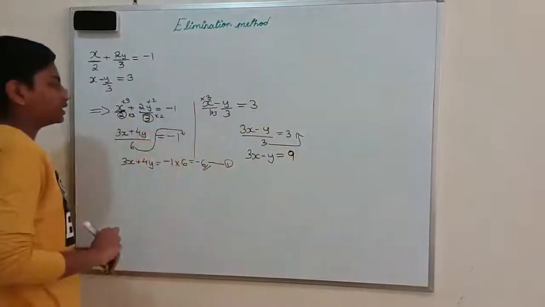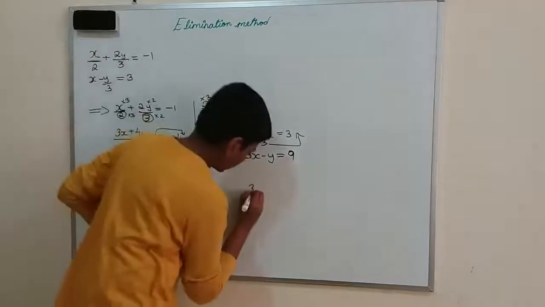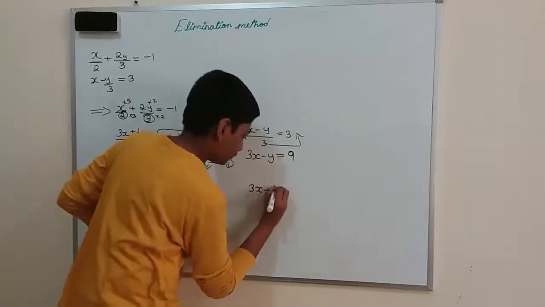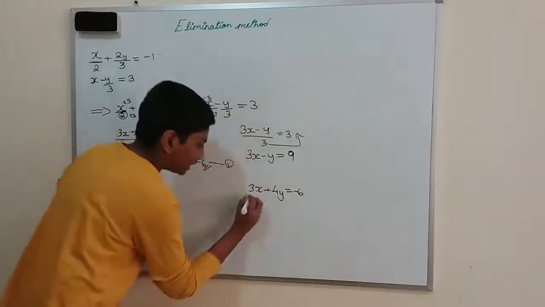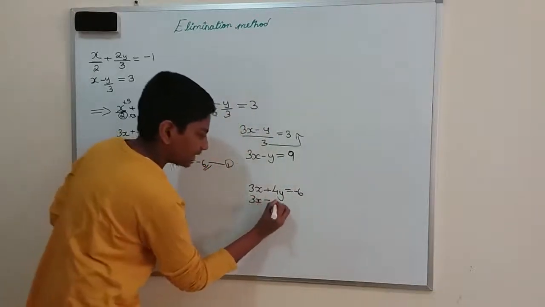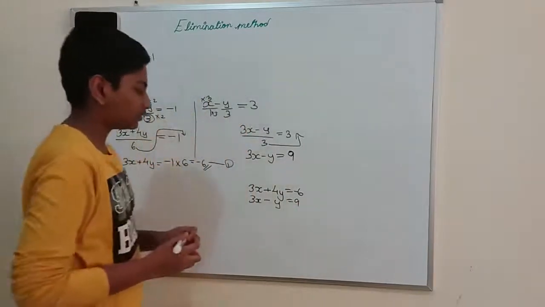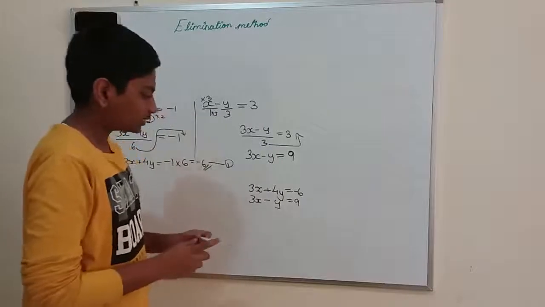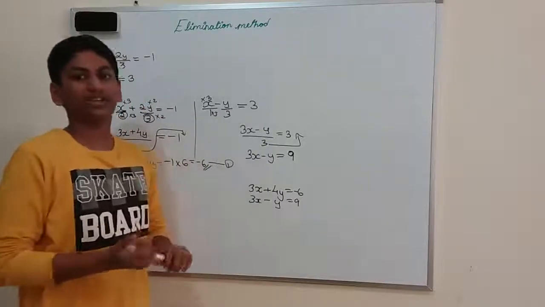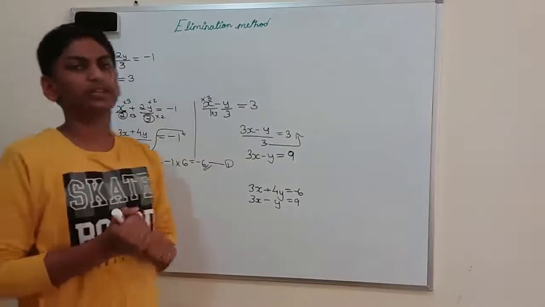So now we have over here. Now what we should do? We should just eliminate them. So 3x plus 4y, which is equal to minus 6, and 3x minus y, which is equal to 9. Now we got over here. Now what we should do? They both are common, but what is the mistake over here, or what is missing over here? The symbols are common. They should be different. So what should I do to make them different?